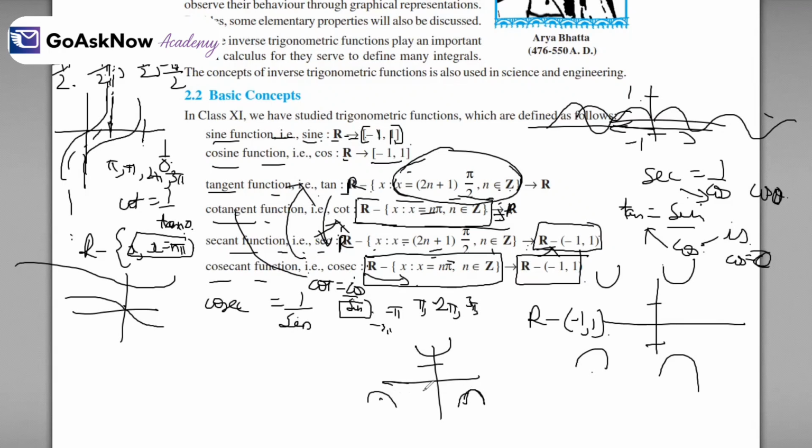Okay, the interval minus 1 comma 1 is excluded from here. Sorry, this is minus 1 and this is the point 1. So we have just recalled the trigonometric functions and their domains and ranges, and we will now move to the next page and see what is there.